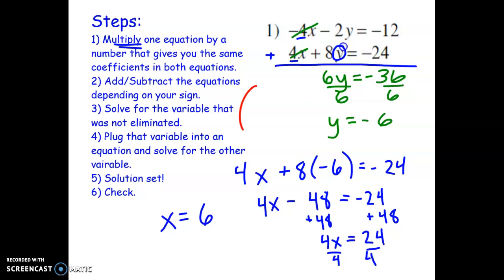Remember then that you always have to write your answer as a coordinate. So your x is 6, your y is -6.